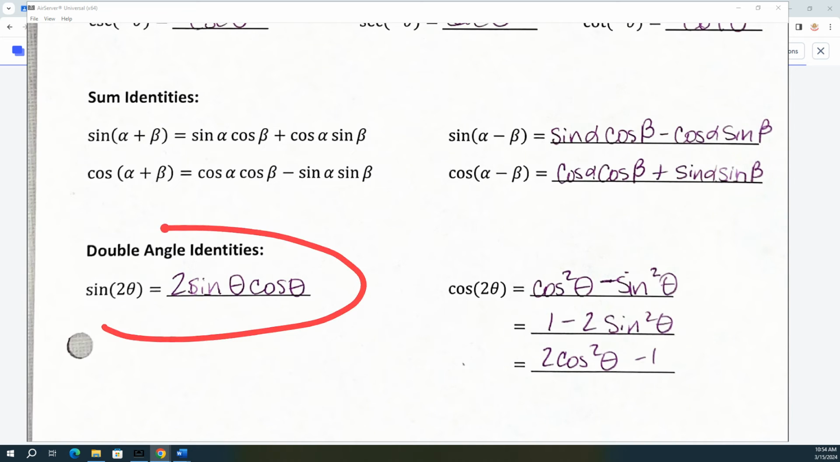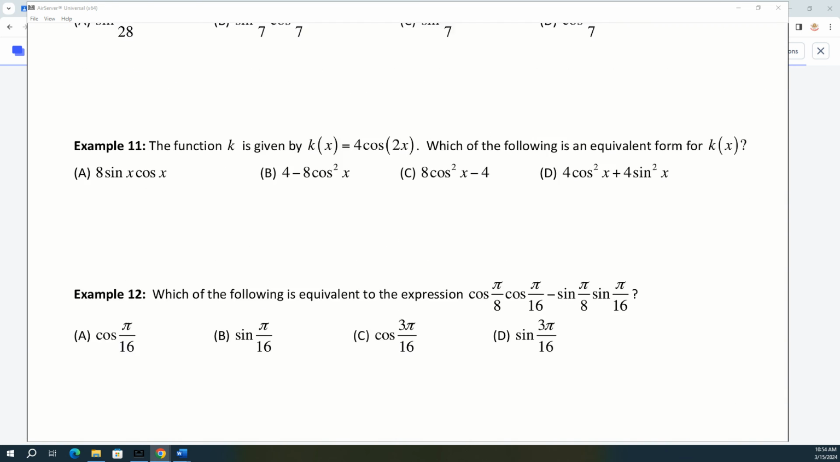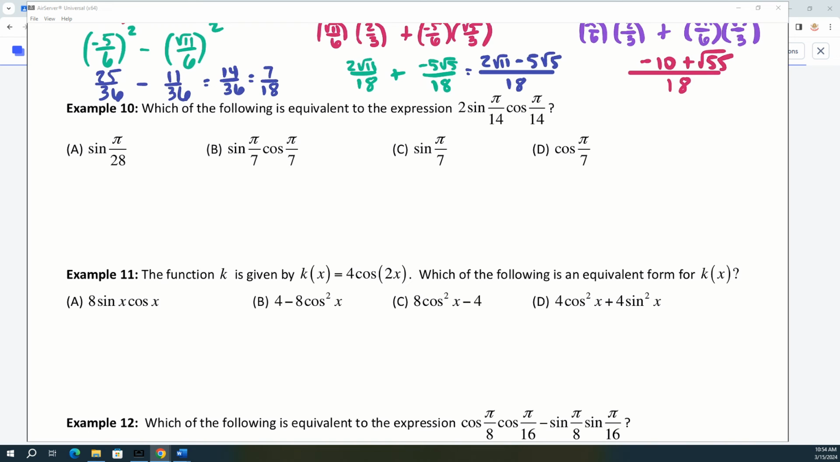Yeah, it looks like this. What should theta be? Theta is pi over 14. So what we're going to do is we're going to take that pi over 14 and put it in for theta. So what this is, the sine of 2 times pi over 14.